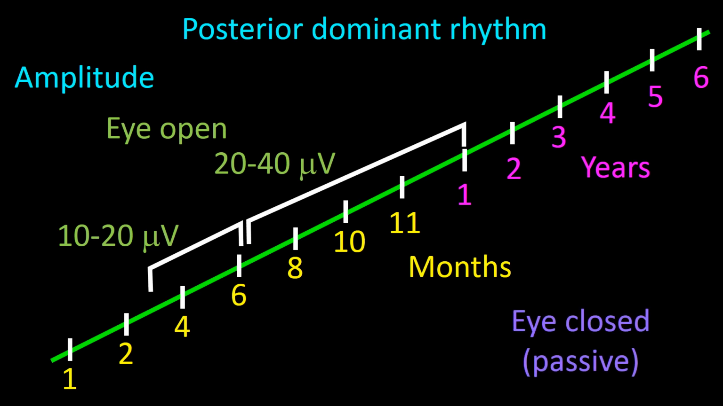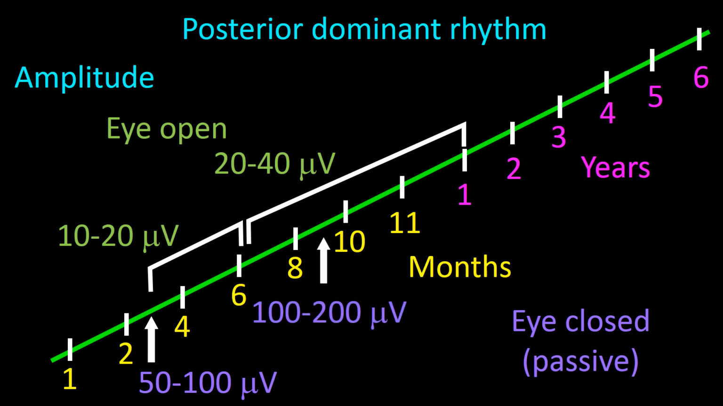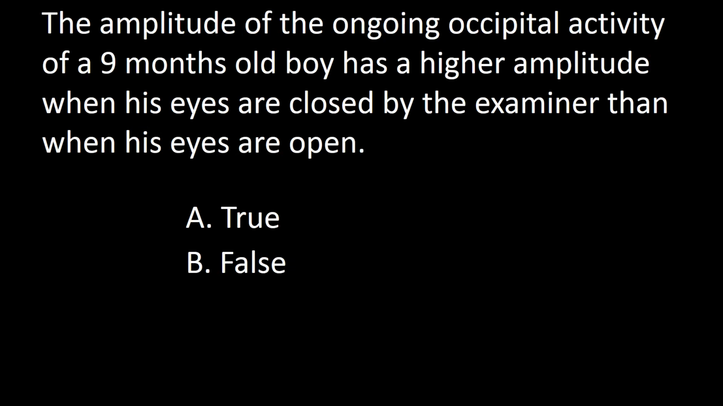The amplitude of the posterior dominant rhythm, that is, of the rhythm in the occipital area once the eyes are closed, increases. At about 3 months, it is from 50 to 100 microvolts, and by 9 months, the usual amplitude is 100 to 200 microvolts. So the answer to this question is A.